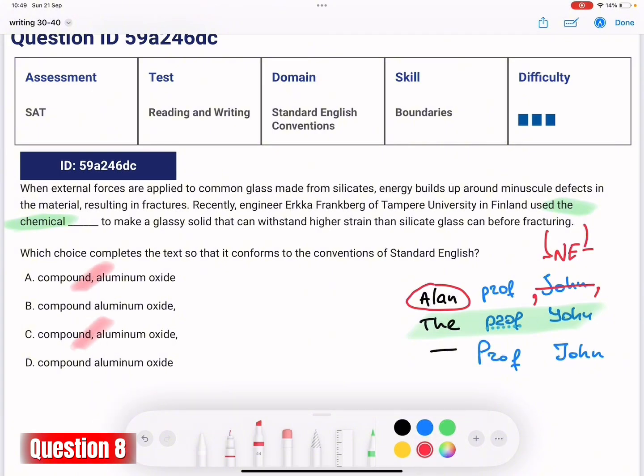You got another rule: before or after a preposition doesn't require any punctuation. You cannot have a comma here. The only correct version will be case D here.